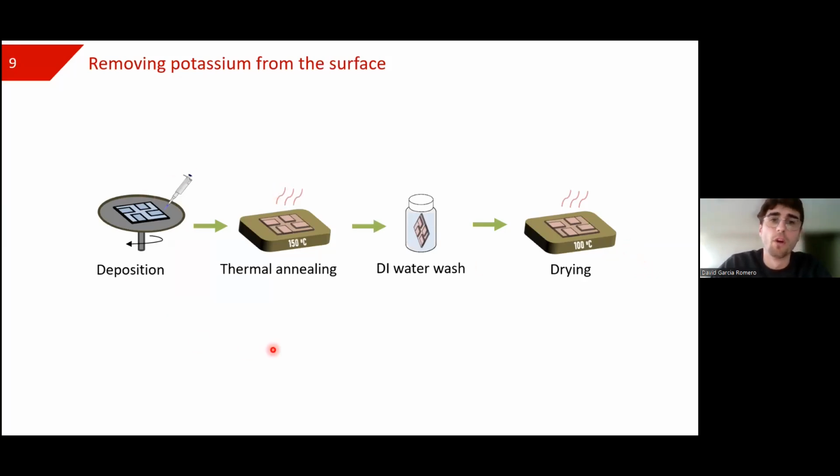So let's go back to do some films. This is the usual process we do for our tin oxide deposition: deposition, then thermal annealing at 150 degrees. And we decided to do something very simple. Since we have, supposedly, potassium cations on the surface, let's try to just wash them away with some deionized water, followed by another drying step at 100 degrees in air to remove the water. And then let's see what happens.